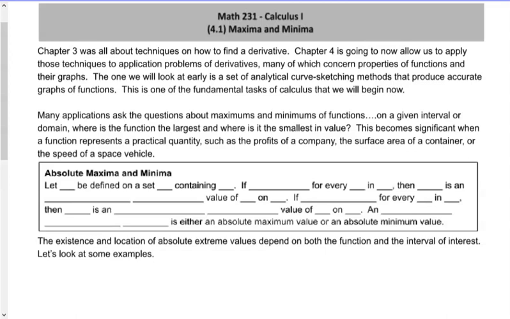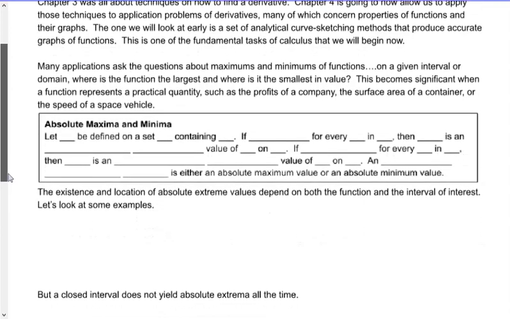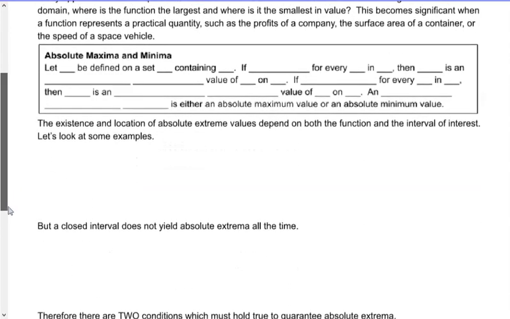So, if you want to maximize your profits in a company, you can create a model of your profits and maximize that using calculus. If you're wanting to minimize the surface area of a container to ship something as you're manufacturing, you can use calculus to do that, okay? So, talking about absolute maxes and mins is our first task.